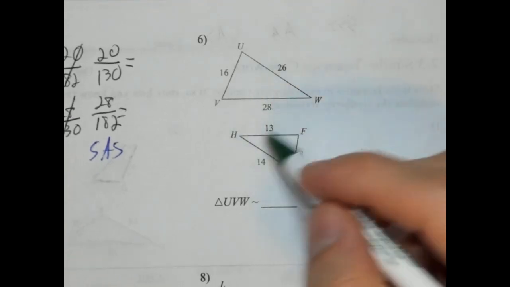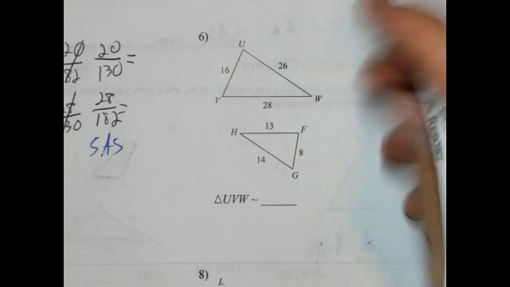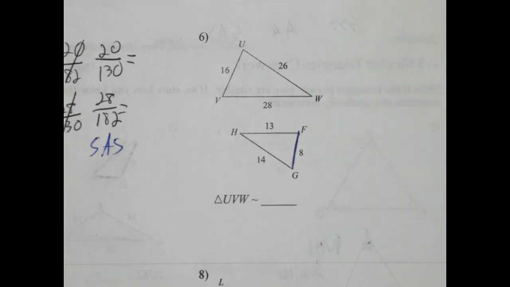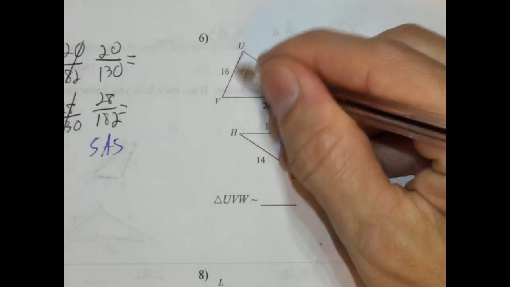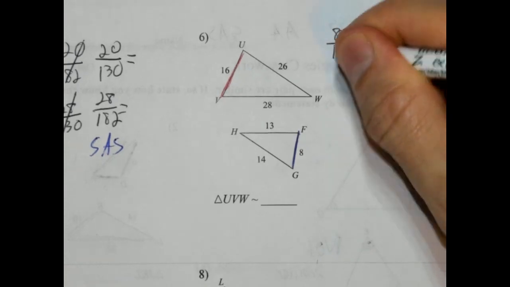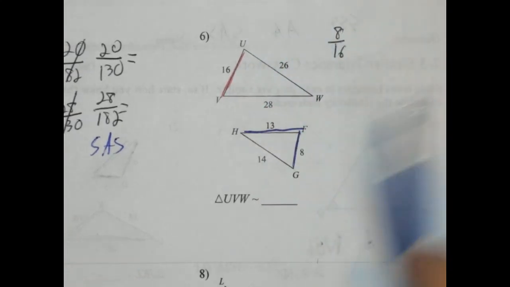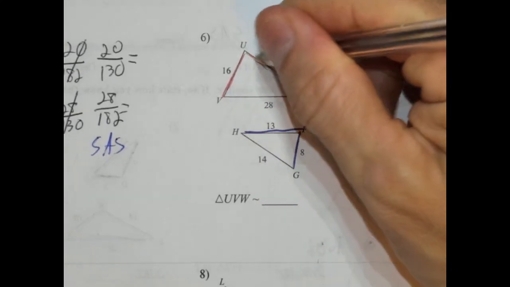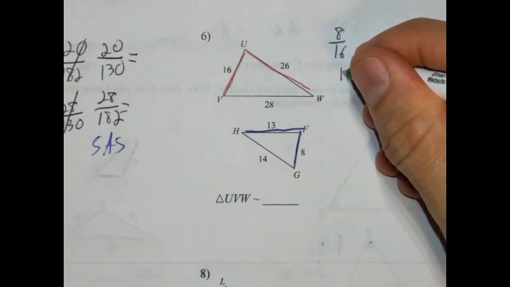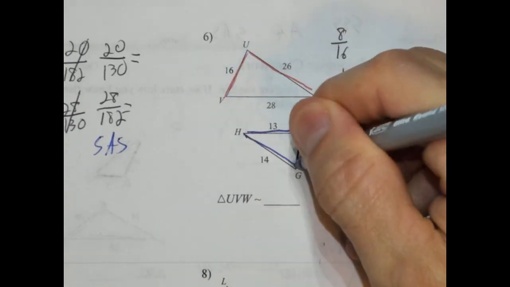Now let's check number 6. So we have 3 sides, right? We're going to go big over big, small over small, middle over middle. Okay, we're going to do blue over the red. So the smallest side is 8. And the smallest side up here is going to be 16. So 8 over 16. And then the middle side here is 13. The middle side here is 26. So 13 over 26. Excuse me. And then 14 is the largest.